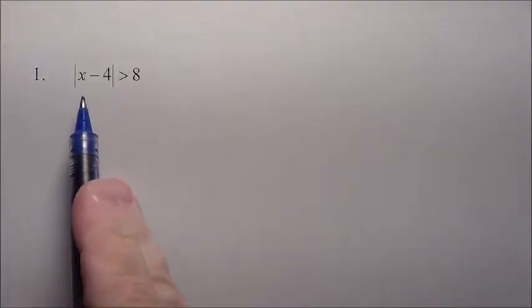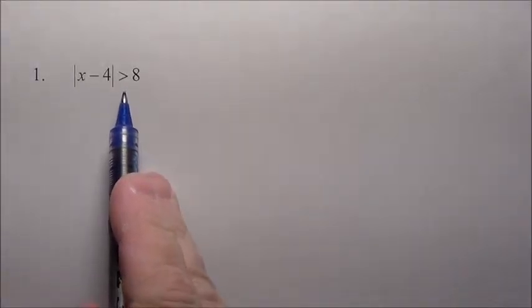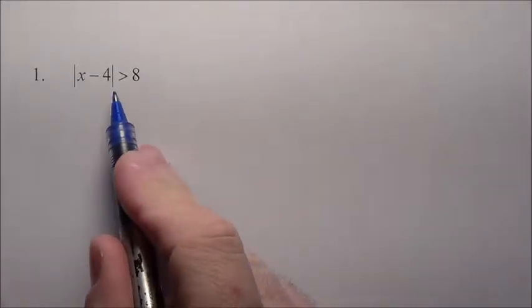All right, problem 1. It says the absolute value of x minus 4 has to stay greater than 8. So we want to sort of solve this. Now, down the line you're going, oh, I remember I do something here, but let's pay attention.